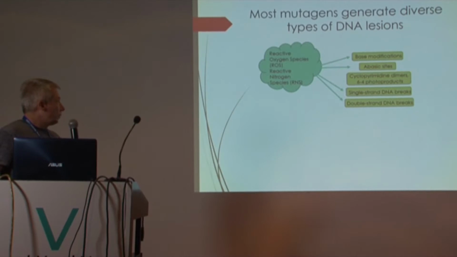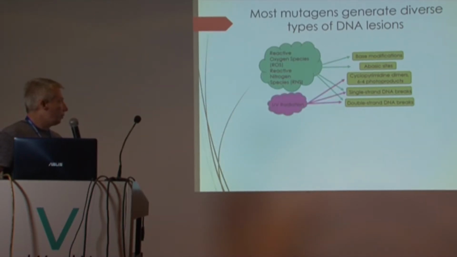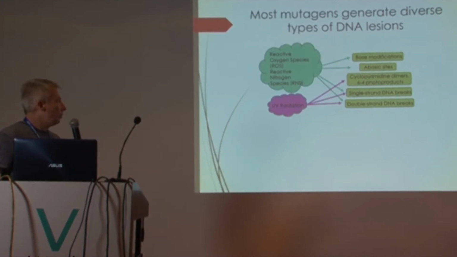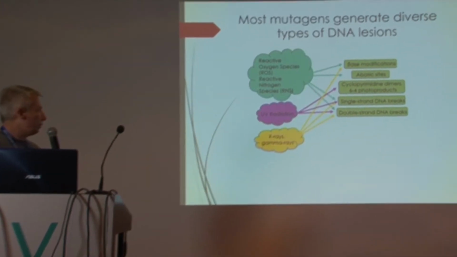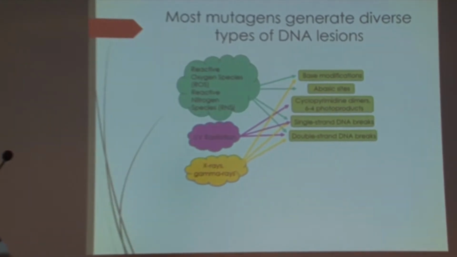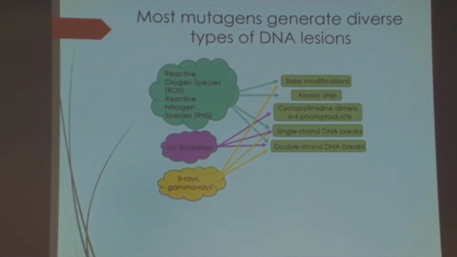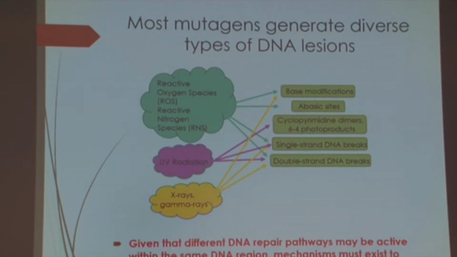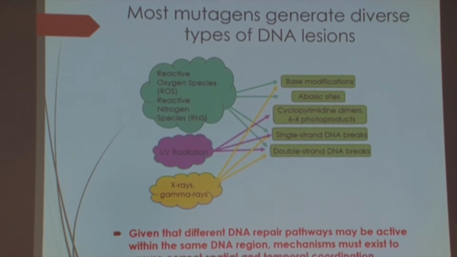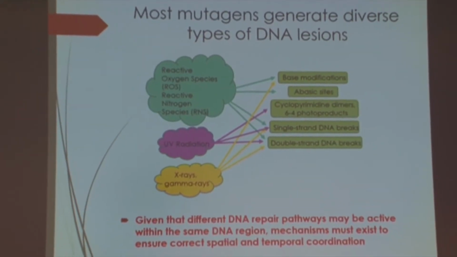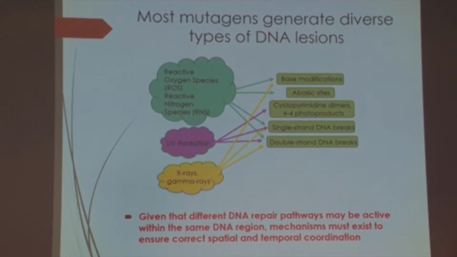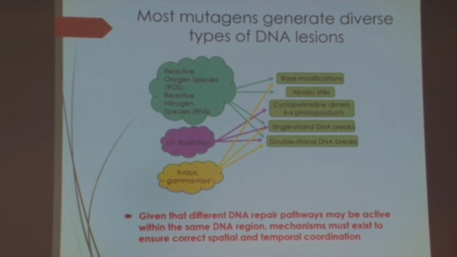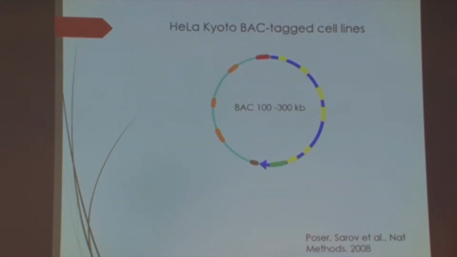For example, reactive oxygens cause base modifications, single and double strand breaks. UV radiation makes UV damage and single and double strand breaks, and X and gamma rays also generate a diverse range of DNA lesions. Given that different DNA repair pathways may be active in the same DNA regions, a mechanism must exist to ensure correct spatial and temporal coordination of the repair process.